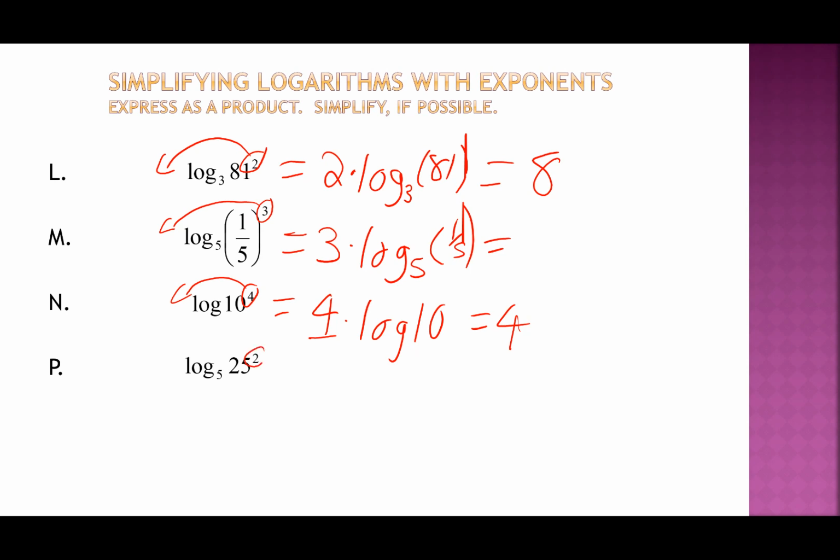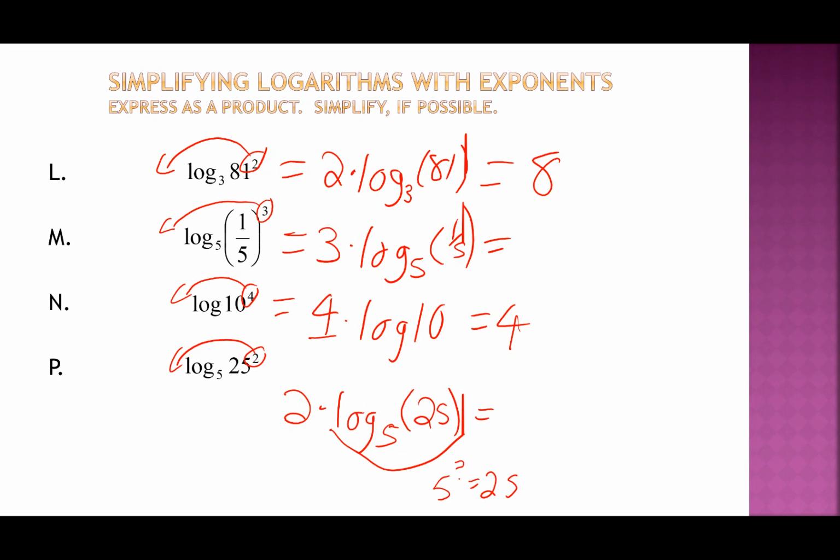And then this last one, we're going to move this 2 to the front. It'll become 2 times log base 5 of 25. And again, we can do this one because 5 to what power equals 25? Well, again, we know that. We know 5 to the second power is 25. So I know that this logarithm here is just 2. So 2 times 2 ends up making 4 for that answer.